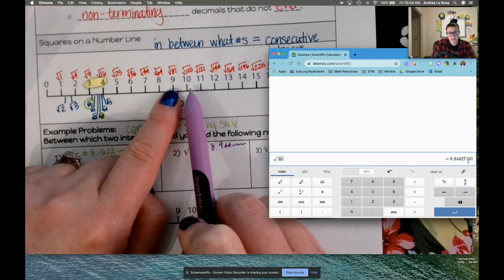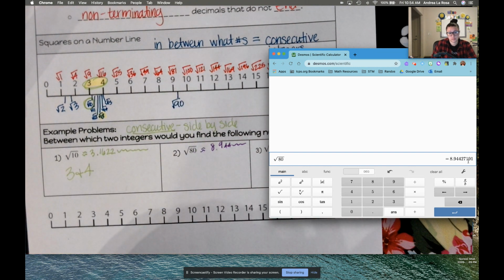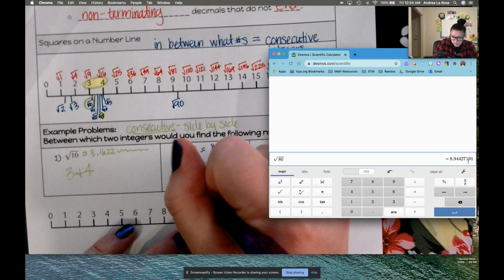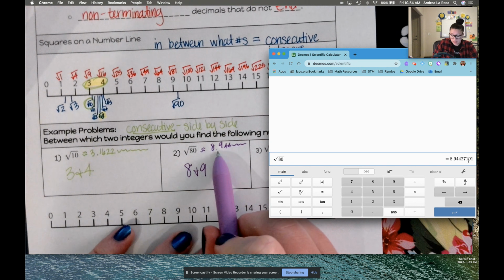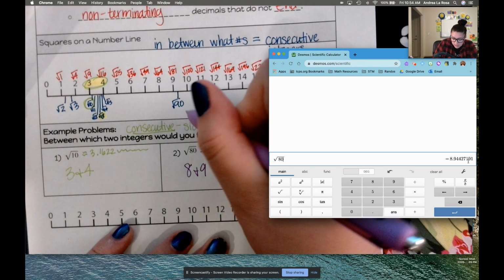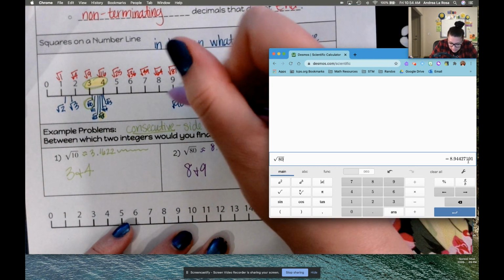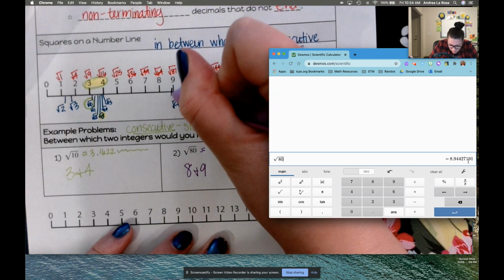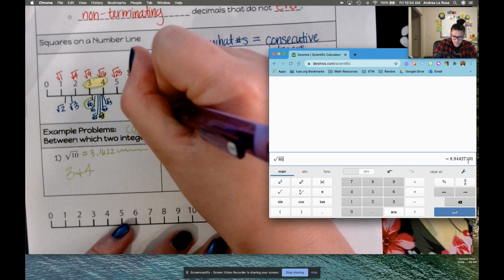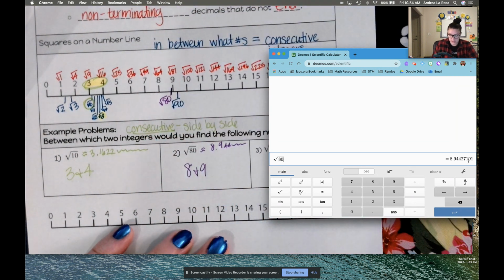Or is that between 9 and 10? That's going to be between 8 and 9. It's not quite 9 yet. It's just a little bit smaller than 9. So the square root of 80 is going to be like right there, so close to 9. That's where we're going to see the square root of 80.